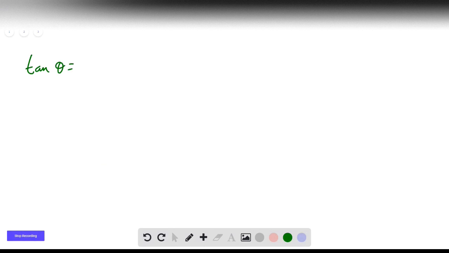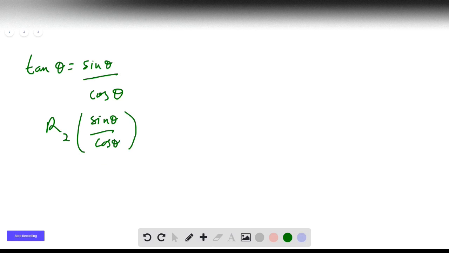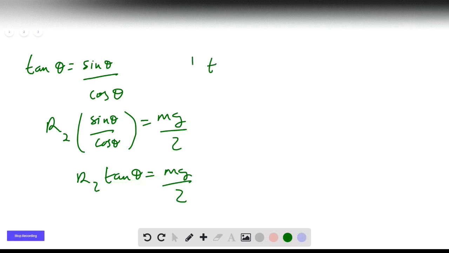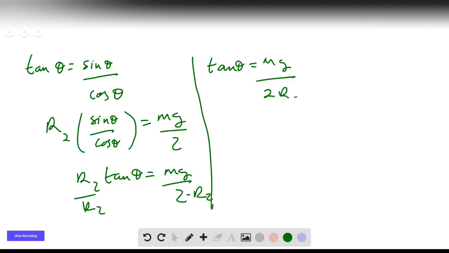is equivalent to sine theta over cosine theta. And so R2 sine theta over cosine of theta equals mg over 2. So R2 tangent of theta equals mg all over 2. And that helps us solve for tangent of theta. We're dividing both sides by R2. So tangent of theta is mg over 2 R2.